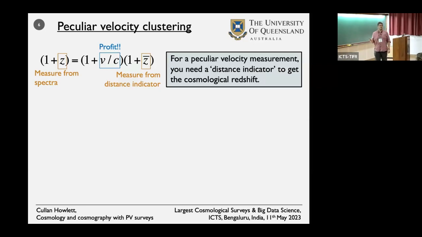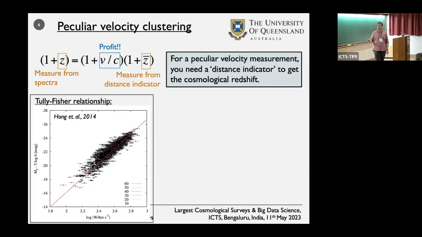A famous example of a distance indicator is type 1a supernovae. You can use type 1a supernovae to do this, and people have used type 1a supernovae to compute the peculiar velocity of the host galaxy. But the two main distance indicators that I'm going to talk about today are the Tully-Fisher relationship, which is a relationship between the rotation speed and the absolute magnitude of spiral galaxies.